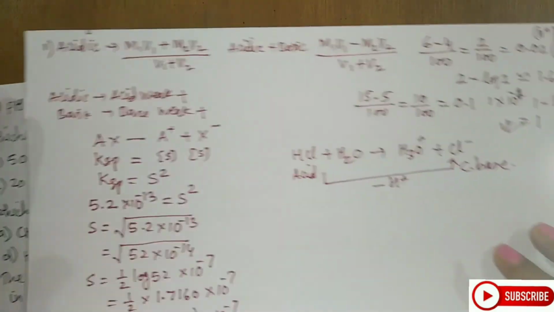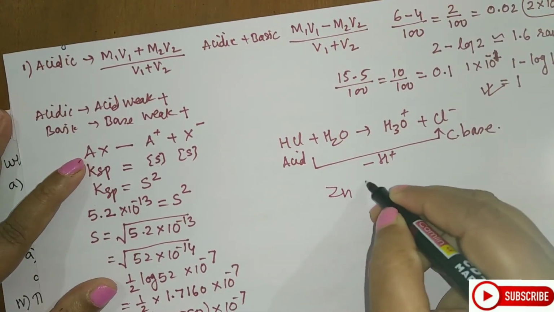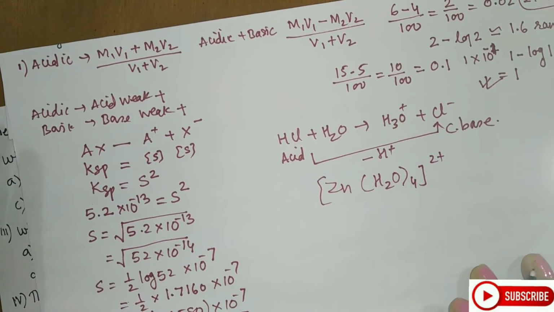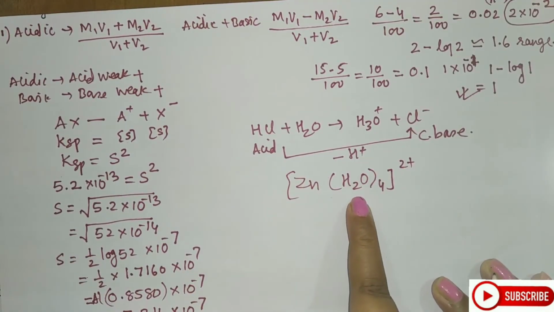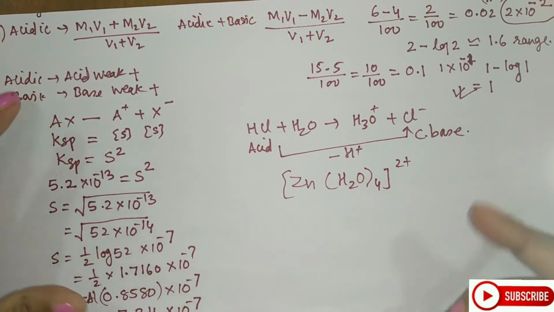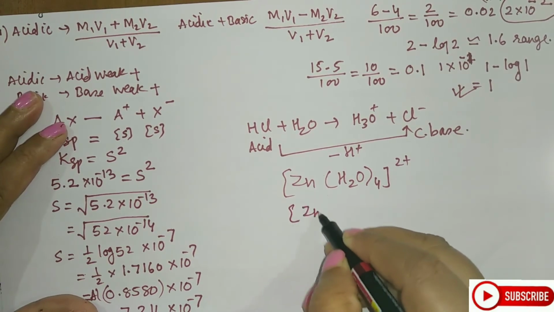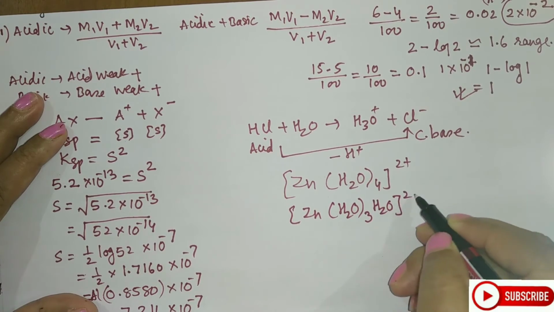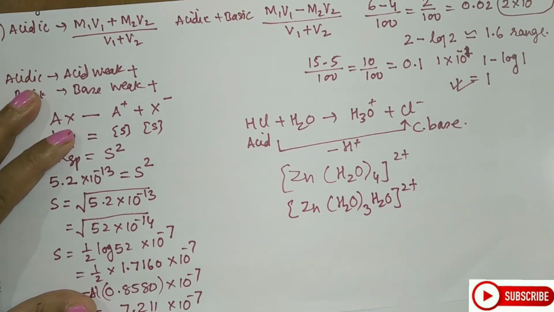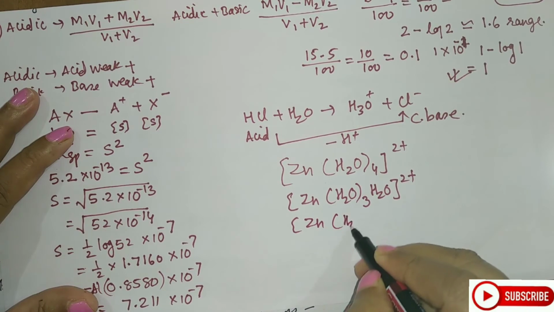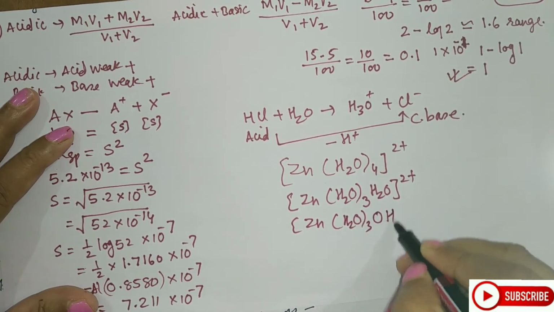Now here they have given the complex, that is zinc with 4 moles of water, 2 plus. Now students, here if I want to remove one H, let us split those 4 waters as 3 water molecules and 1 water molecule. So how can I do this? Zn, H2O, 3 I have removed, 1 I will keep in this way. So this is how I can split it. Now to form the conjugate base, I have to remove one proton. So I will remove one proton from here. So it will become Zn(H2O)3 and this will become OH.